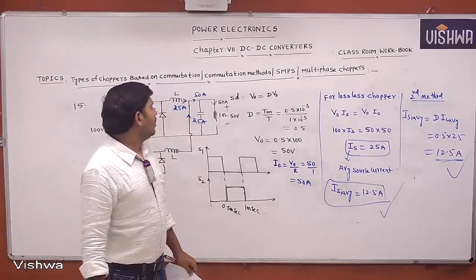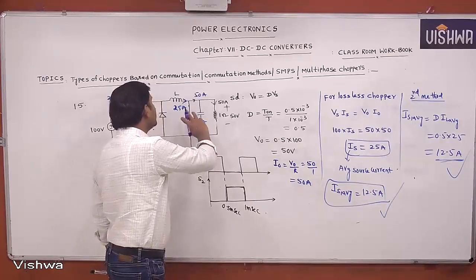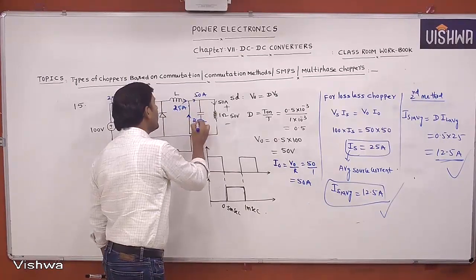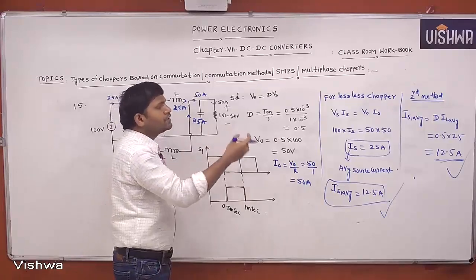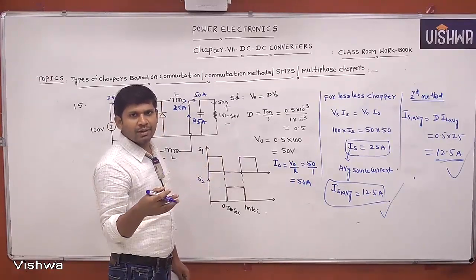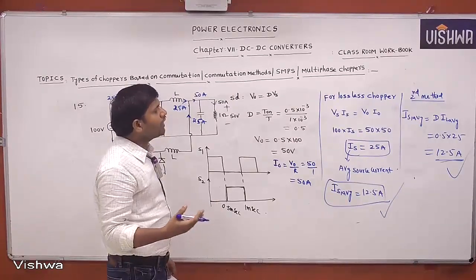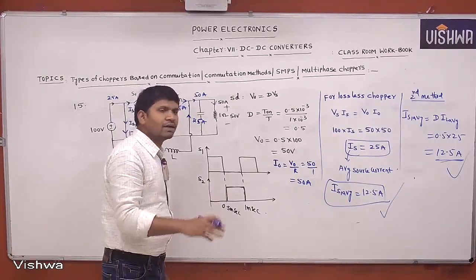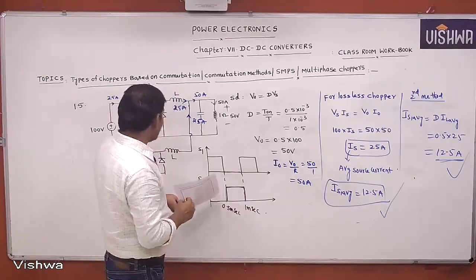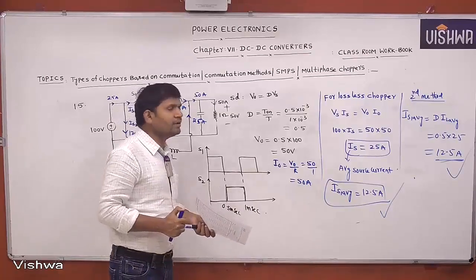Understood? Two buck regulators connected in parallel means the resultant current equals the sum of the two currents. This is 25, this is also 25 amperes. But I want the average switch current. Average switch current equal D into IL average. IL average is nothing but I naught average because it's a buck regulator. That is how much? 25. 0.5 and 25 means 12.5 amperes. Like that also we can solve. Clear?